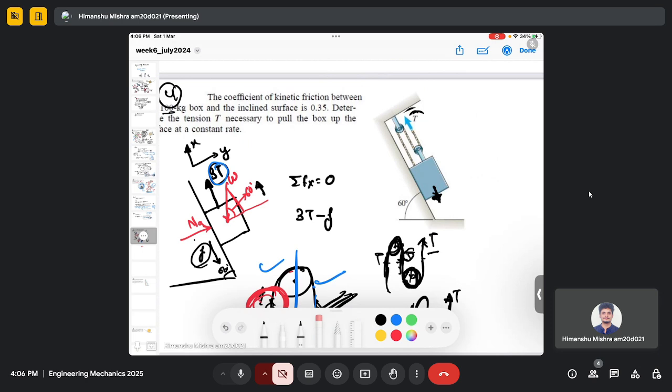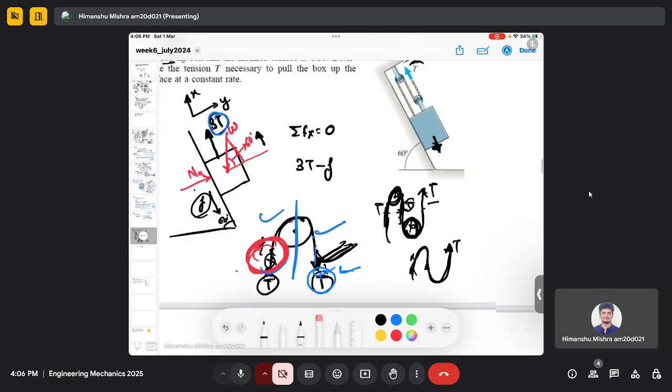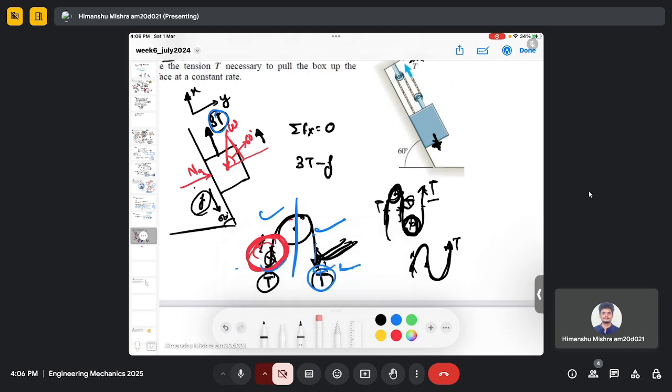I just don't understand the 3T part. I understand the concept, because there are rollers and there are three tensions acting on each string. I just want to read through the literature and understand why it happens that way. Right now I'm confused because I've never done strings or ropes or pulleys, so from my side I'll prepare and come next week. Okay. Sure. And thank you for the explanation.